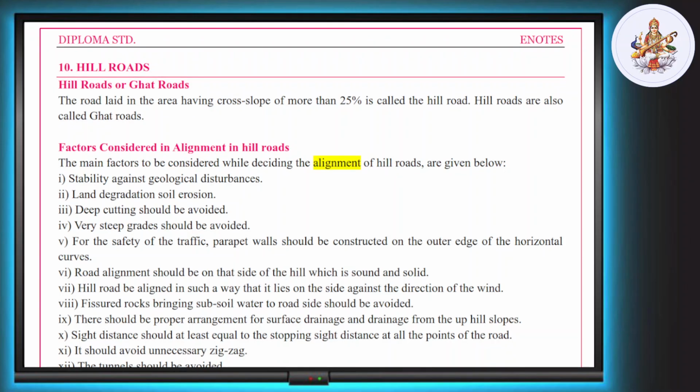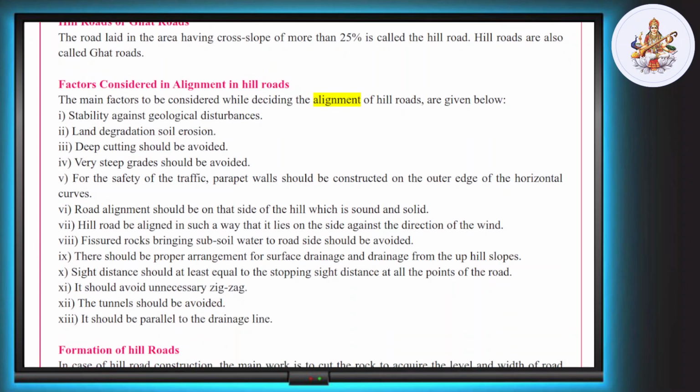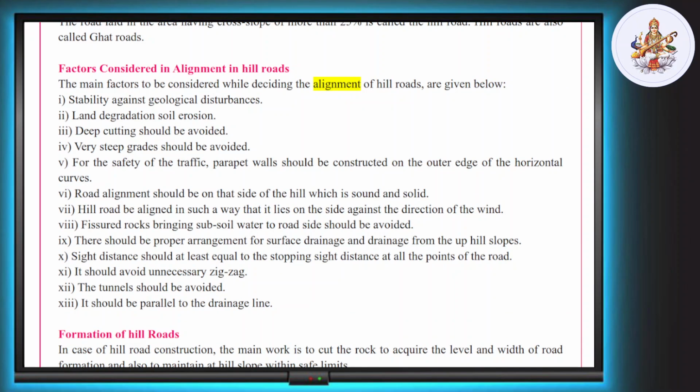Factors considered in alignment of hill roads. When you're laying out a road in hilly terrain, alignment is critical for both safety and durability. Let's look at the main factors. Key points to consider. 1. Geological stability. Must be resistant to landslides and earthquakes. 2. Avoid land degradation and erosion. Prevent soil from getting washed away. 3. Avoid deep cutting. Too much excavation can destabilize slopes. 4. Avoid steep grades. Gentle slopes are better for vehicles.